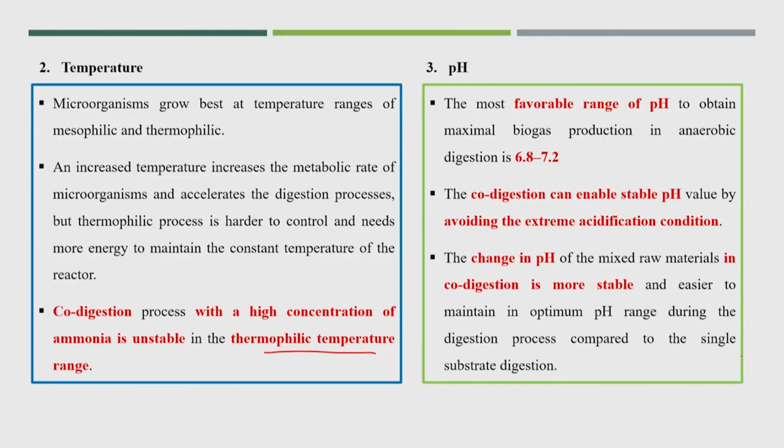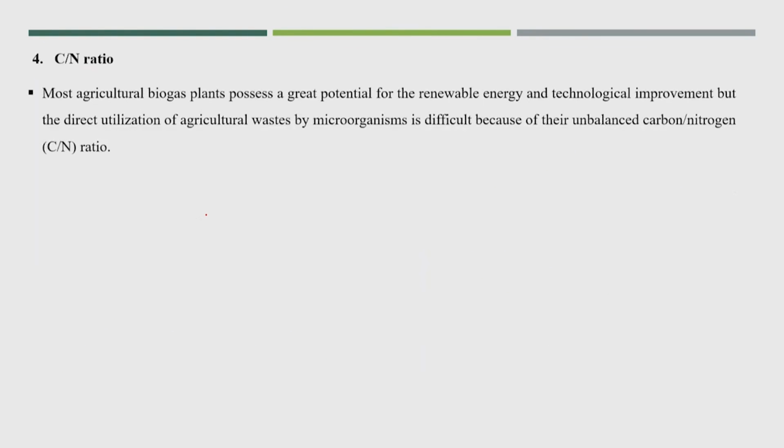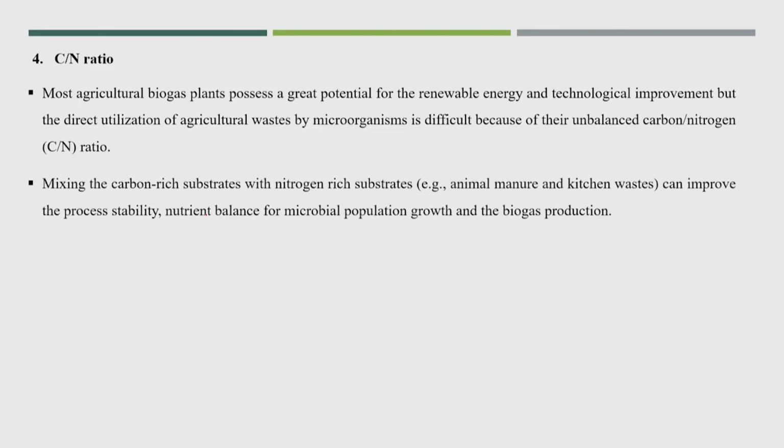Next is the pH. The optimum pH is 6.8 to 7.2 for the co-digestion process. The co-digestion can enable a stable pH value by avoiding extreme acidification conditions. The change in pH of mixed raw material in co-digestion is more stable, and it is easier to maintain the optimum pH range for the degradation process. Next is the carbon to nitrogen ratio. This is important for the degradation process.